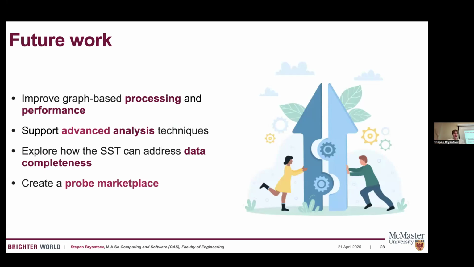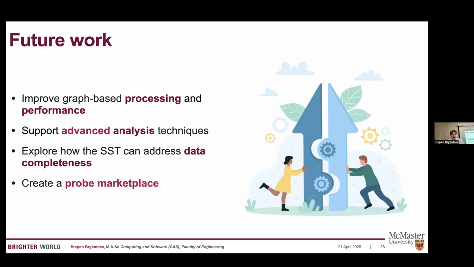But in future, we have a lot of work to be done to make the system much better. So in future, we expect to improve the graph-based processing and performance. So far, the SST is implemented probably at the MVP stage. So everything is working. We're able to support the maintenance scenarios, but probably we need some more advanced features in graph processing, performance, and other areas. So we need to do some work to improve it.